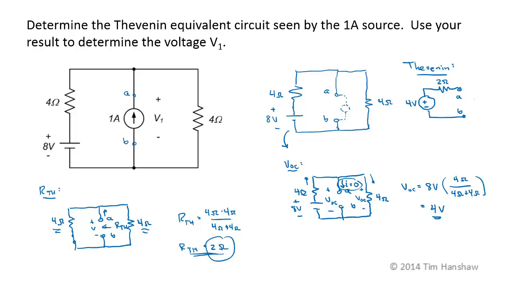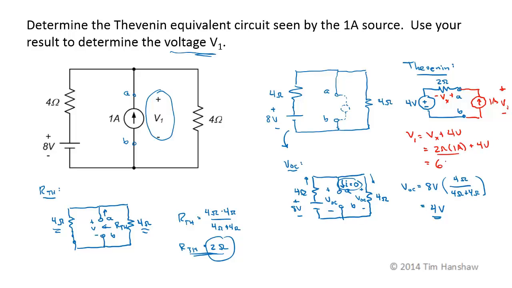Now, the next thing I want to do is use the result to determine the voltage V1 in this original circuit here, the voltage across the 1 amp source. To do that, I put the 1 amp source back into the Thevenin circuit. So in this circuit here, I'm going to have a 1 amp source, and the voltage across that source is V1. So if this is 1 amp, this voltage here is, say, Vx, which is going to be 1 amp times 2 ohms. So V1 is equal to this voltage, V sub x, plus 4 volts, which is 2 ohms times 1 amp plus 4 volts. This is just V sub x, so this is 6 volts, and V1 here is 6 volts.